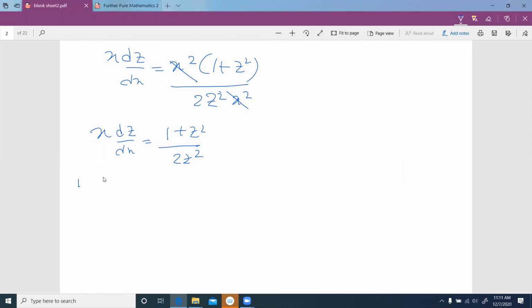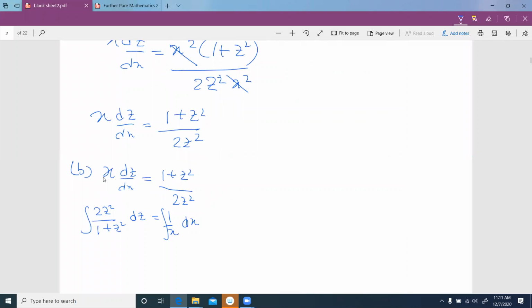I'll start from the equation in part B. x dz by dx is equal to 1 plus z squared over 2z squared. Then I'll bring the x terms to one side and the dz term to the other side, because dz and dx should be in the numerator. So this turns out to be 2z squared divided by 1 plus z squared dz is equal to 1 over x dx. Then we can integrate both sides.